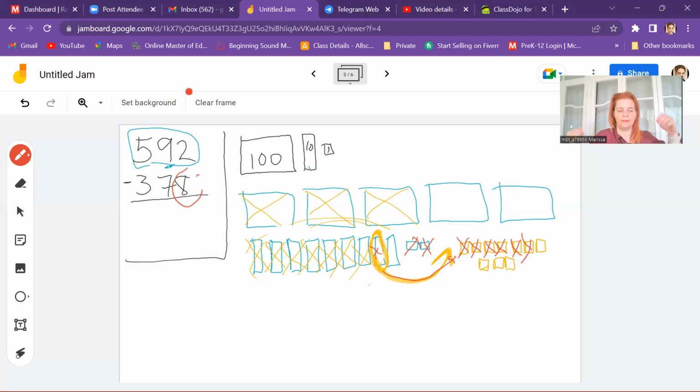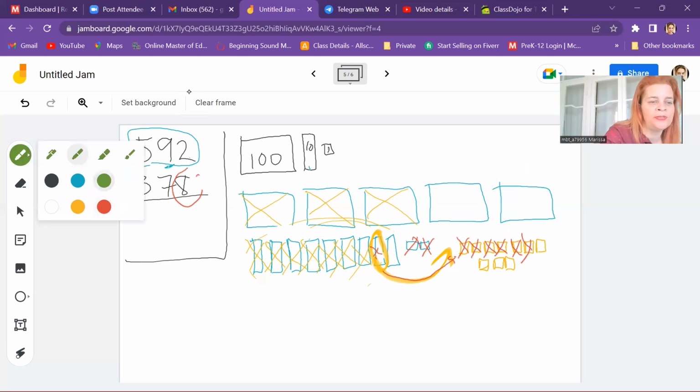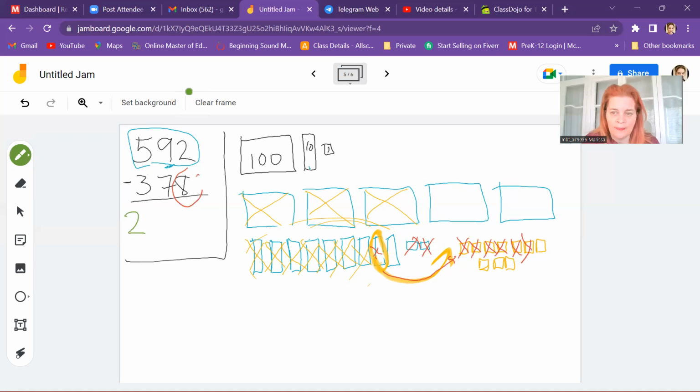Okay? All right. Now, how many hundreds do I have left? I have 1 and 2, right? 2 hundreds. So that means, in a different color, Miss Marissa writes the answer. I have 2 hundreds, right? Okay, how many tens do I have? I took these away and I borrowed this in here. So how many do I have left? I have 1 ten left. 1. And how many ones do I have left? 4.